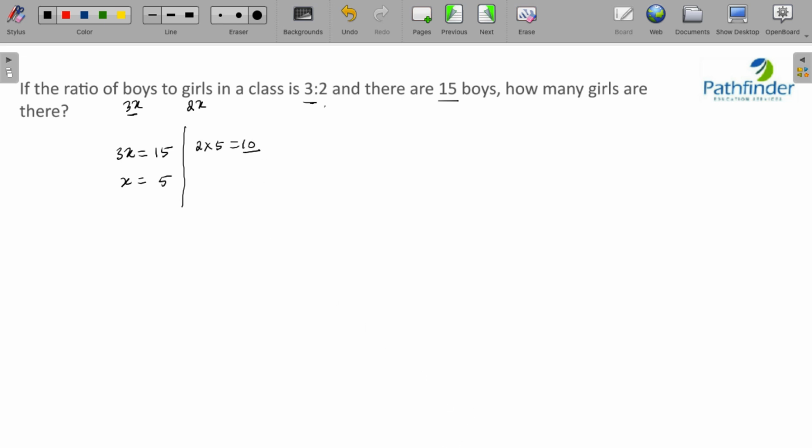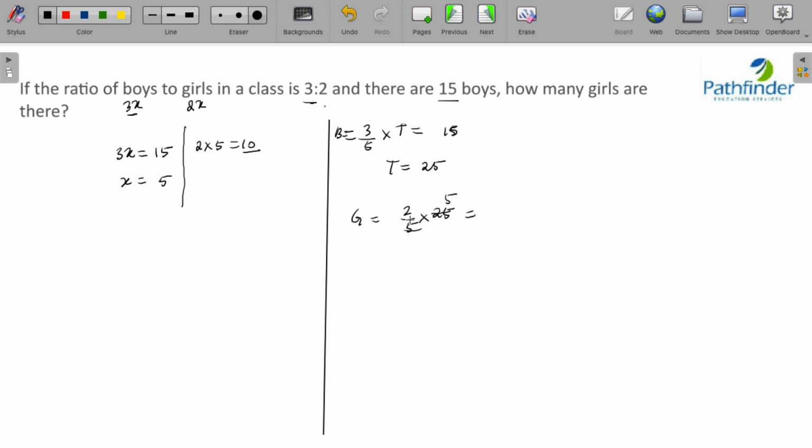This is another way of solving. I could also have said that the number of boys is 3/5 of the total that is given to be 15. So the total is 25. What about the number of girls? 2/5 of the total. 5 5s are 25. 5 2s are 10. So the number of girls in this case is 10.